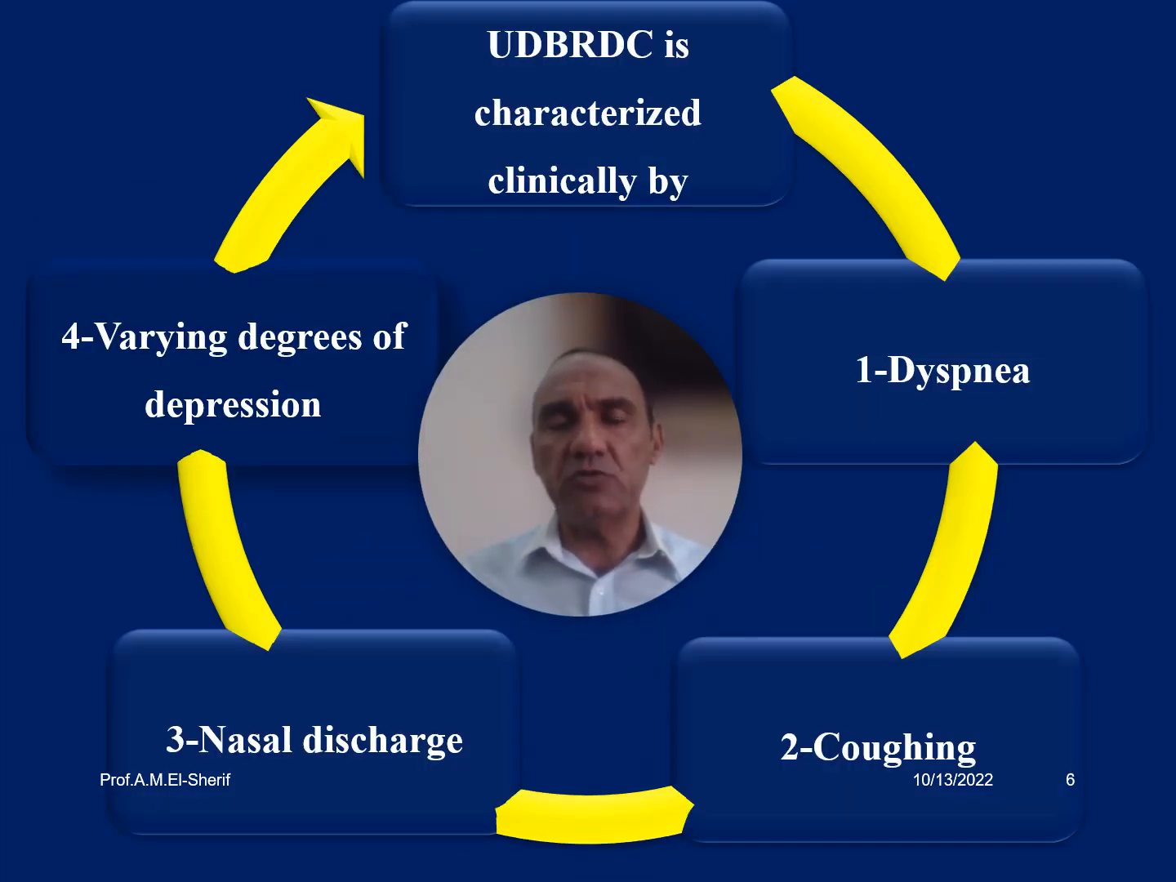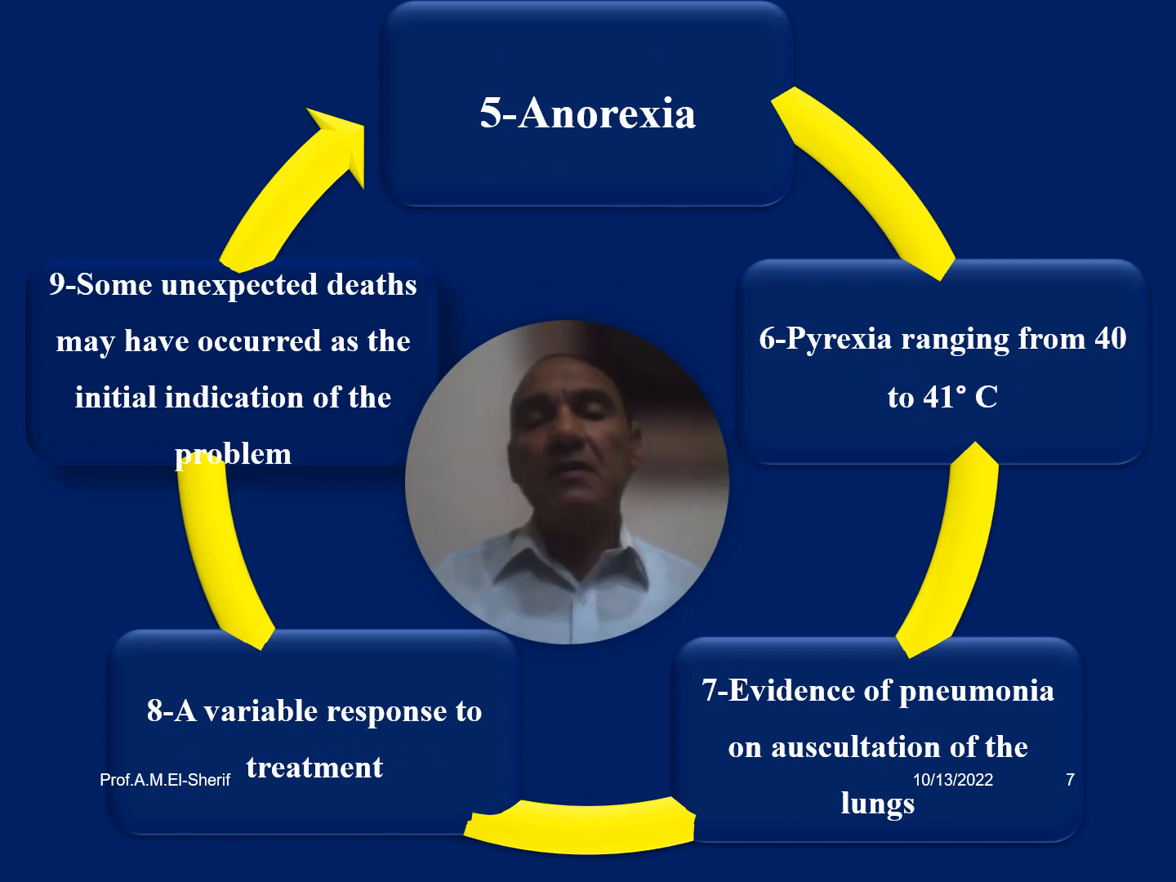Undifferentiated bovine respiratory disease complex is characterized clinically by the following. Number 1, dyspnea. Number 2, coughing. Number 3, nasal discharges of different degrees, from serous discharge up to purulent discharge. Number 4, varying degrees of depression. Number 5, anorexia. Number 6, increase in the temperature of the animal, or pyrexia, ranging from 40 to 41 centigrade. Number 7, evidence of pneumonia on auscultation of the lungs, which is variable from moist rales to dry rales to whistling sound or harsh rales.